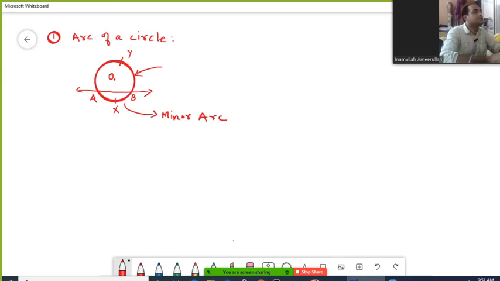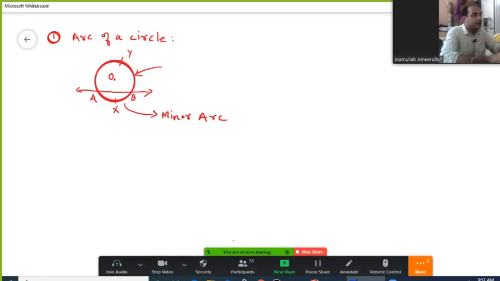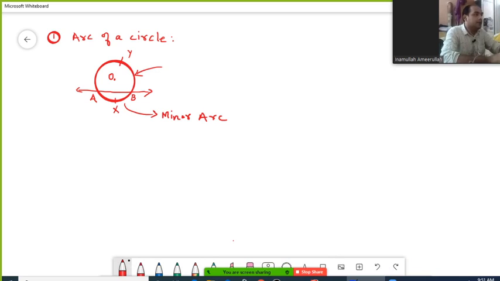So this is a circle with center O. This length of the arc AXB is called minor arc, and length of the arc from AYB is called major arc.